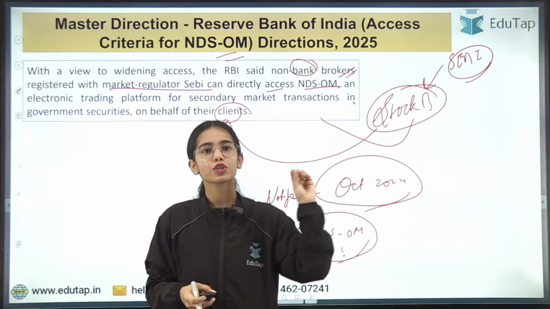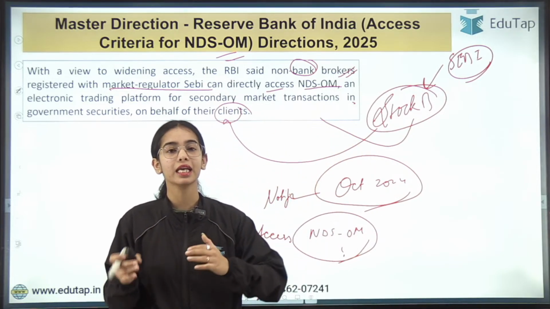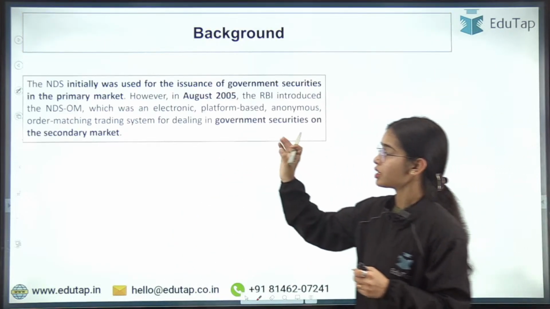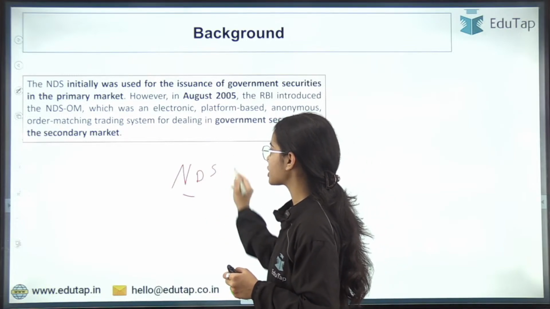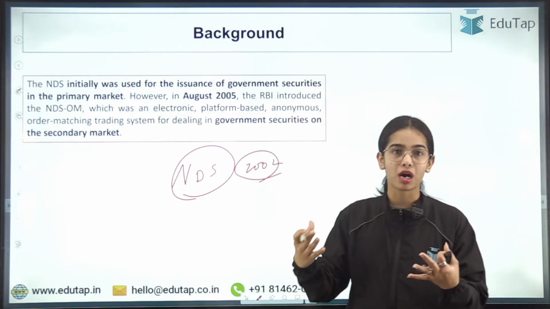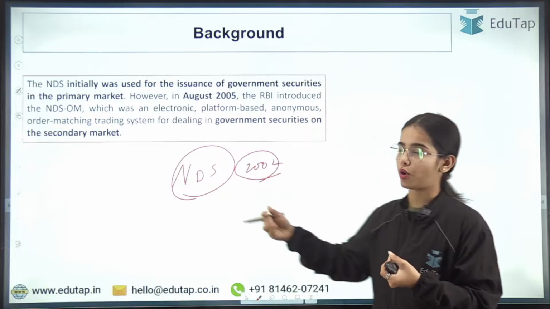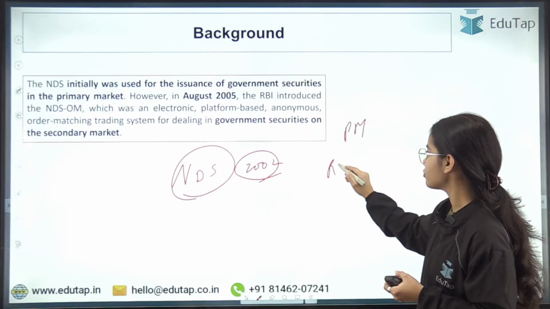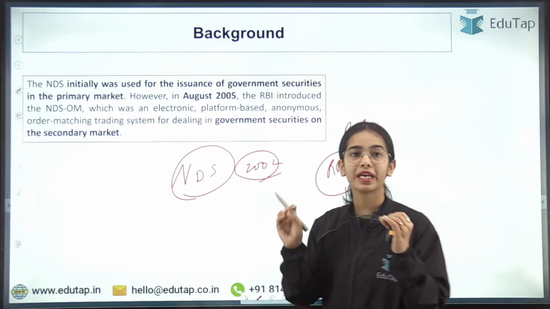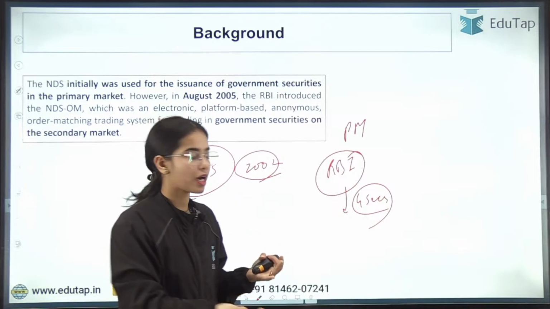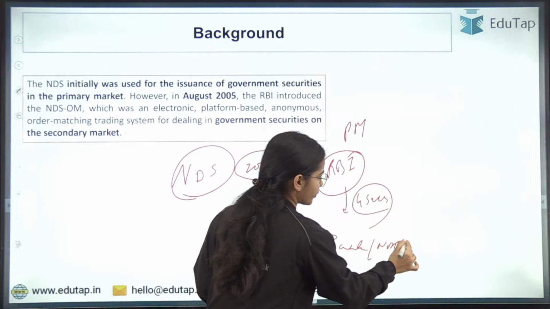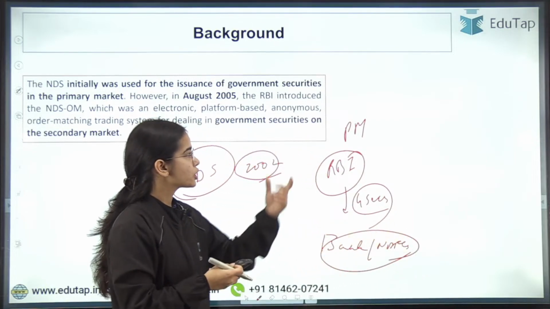Let's understand the NDS-OM platform so you have better clarity on why this connection and what this is all about. Basically the NDS-OM, the negotiated dealing system, was introduced in 2002. It was initially introduced for primary market trading in government securities. In the primary market, on behalf of the government, the Reserve Bank of India issues the government securities, which are bought by banks, NBFCs and other entities. So this is the primary market.